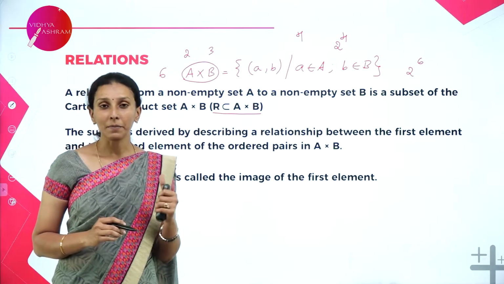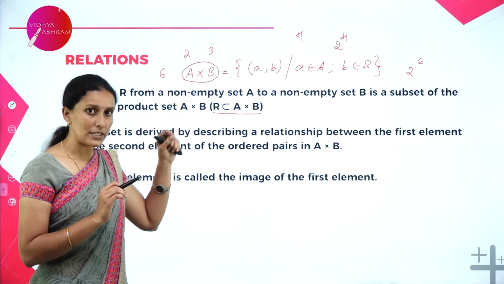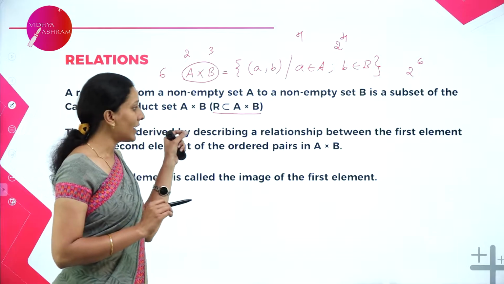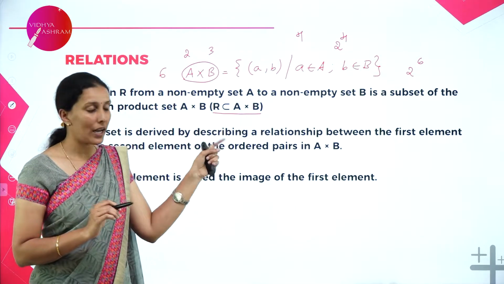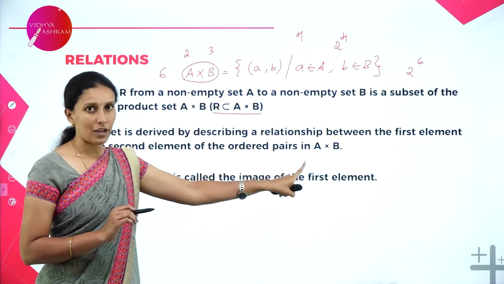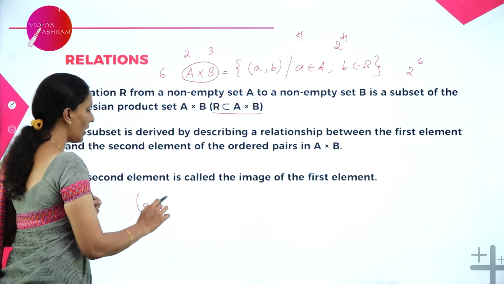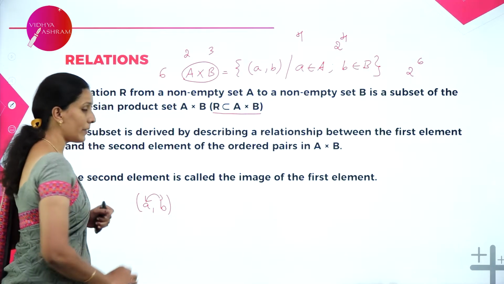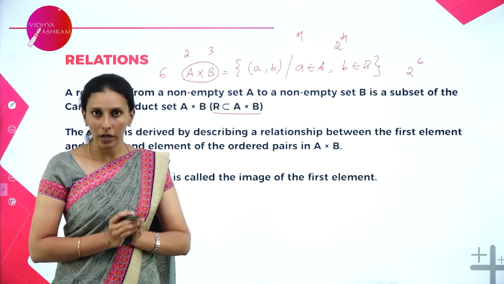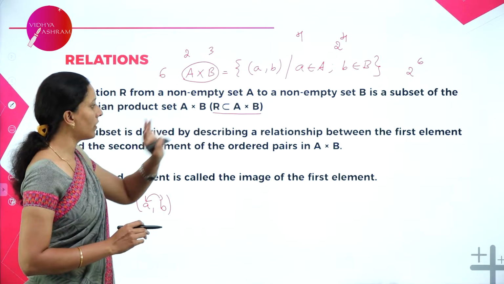Now how is that subset derived? That subset R, or the relation set, is derived from the set A cross B by describing a relation between the first element as well as the second element of A cross B. So we have an ordered pair in the form of (a, b). We will define a relation between a and b such that only those elements can be written in the form of an ordered pair in the relation set. That is why we call R a subset of A cross B.